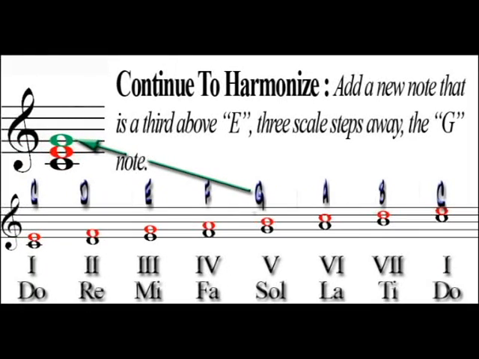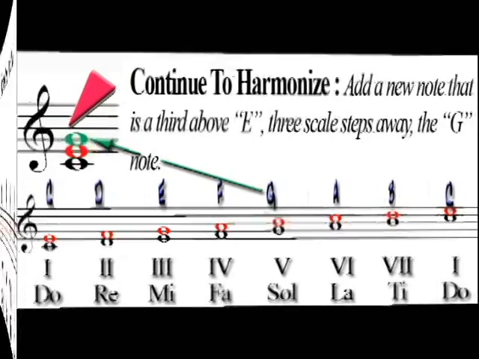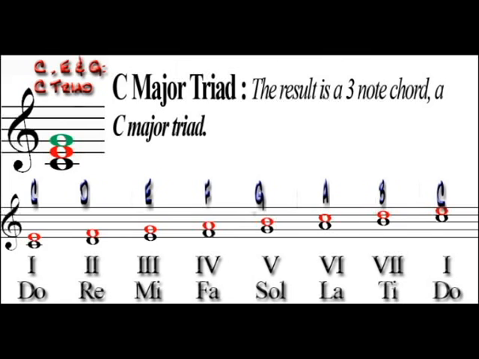Here, I'm continuing to harmonize. I'm adding a new note that is a third above E, 3 scale steps away. That note is G. Now I have C, E, and G together, and that is called a triad. A triad is the result of the harmony by thirds. This 3-note chord, C, E, and G, is called a major chord or a major triad.